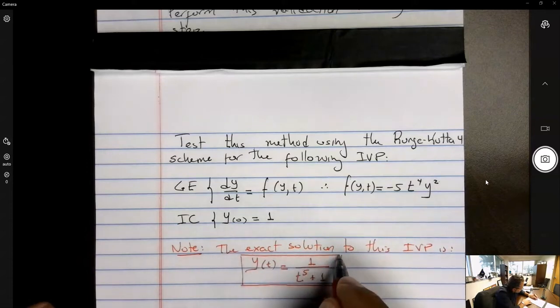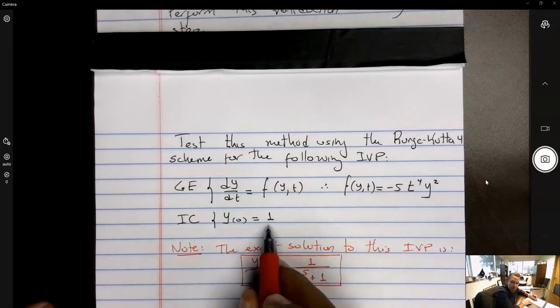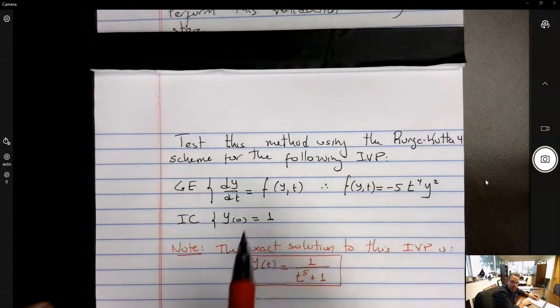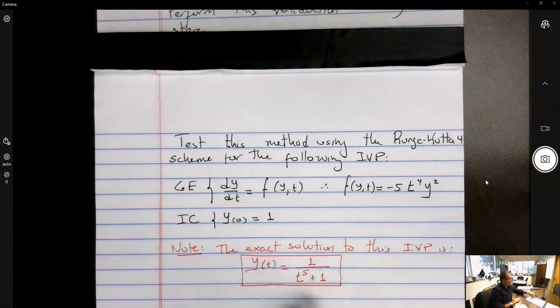And at time equals 0, as you can see, you replace time with 0, you get y equal 1. So it satisfies the initial condition. You can plug it in here, and you'll notice that it also satisfies the governing equation. So this is a nonlinear solution to a nonlinear equation.